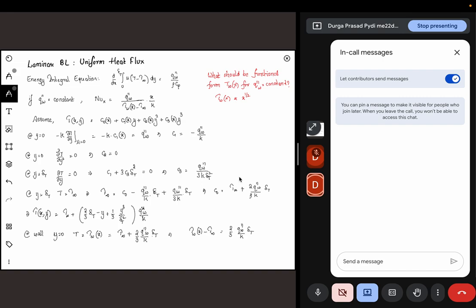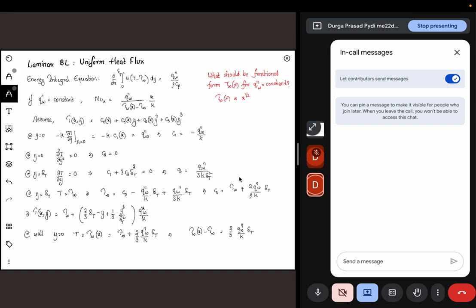So now we'll assume that all these constants are again functions of x, which are yet to be found out. Again, we'll use the same boundary conditions that we had before. The only difference now is that previously at y equal to 0, we had T equal to Tw, but now we will have the heat flux, minus K del T by del y equal to Qw. So now C0, instead of being equal to Tw, we'll get in terms of C1, which is minus Qw prime by K. The remaining are the same.